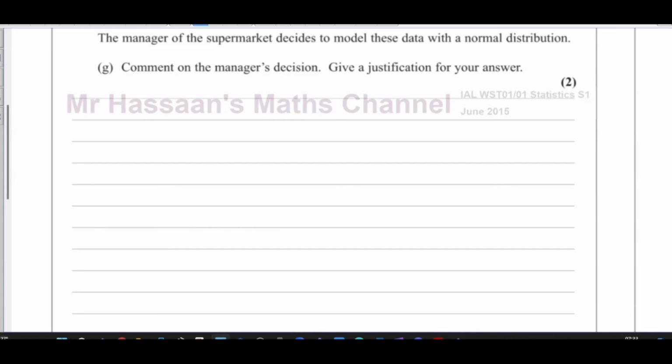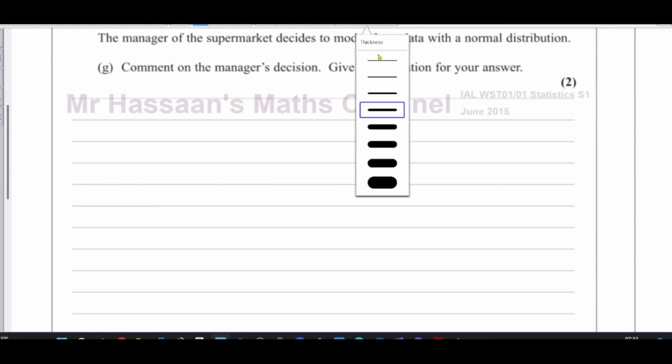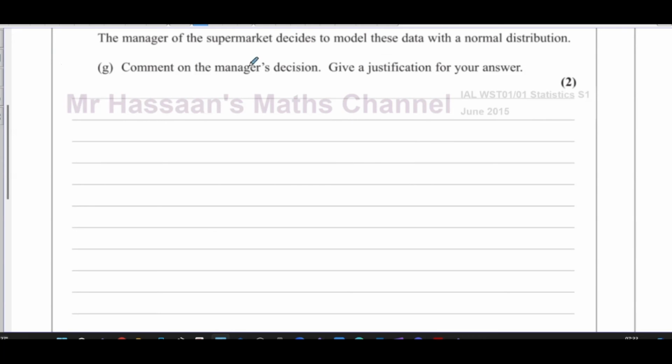We have question 8 part G, which is really the question that was intended by the student to inquire about. This part was where the student had some issues. So the manager of the supermarket decides to model these data with a normal distribution. Comment on the manager's decision.